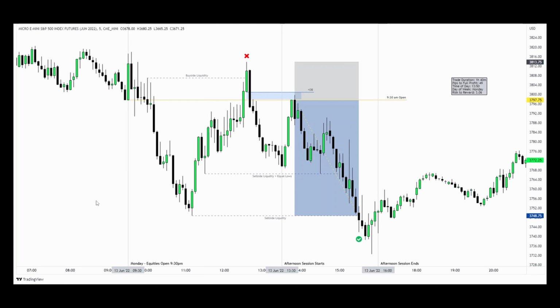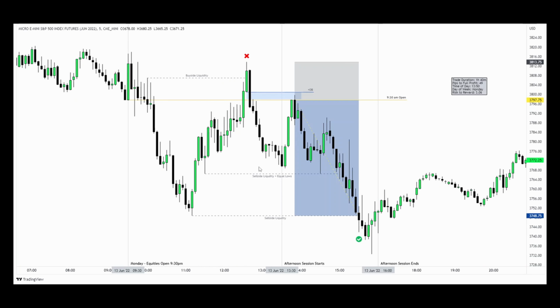This is Monday's trading, and you can see here the 5-minute chart of the micro E-mini S&P 500, and this is an afternoon PM session setup here. First of all, price raided buy side liquidity, buy orders becoming now market orders, and price is trading lower. On this candle we have the bearish market structure shift.